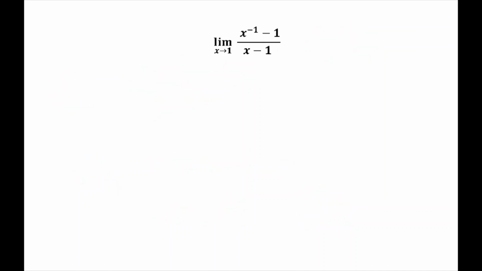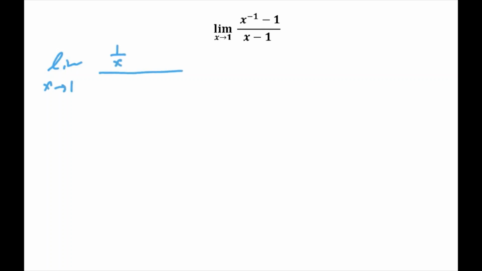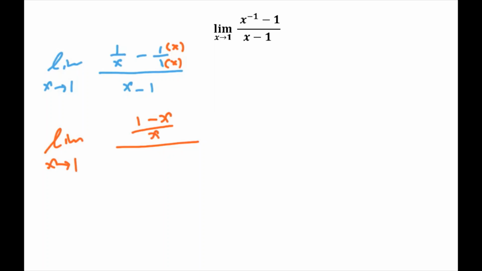Now here, for this question, I have x to the power of negative 1. So I need to work on this. So what does that mean? It means limit x approaches 1, 1 over x minus 1 over 1, over x minus 1. I will add these two by multiplying the numerator and denominator by x. That's going to be equal to limit, 1 minus x over x, x minus 1, denominator.